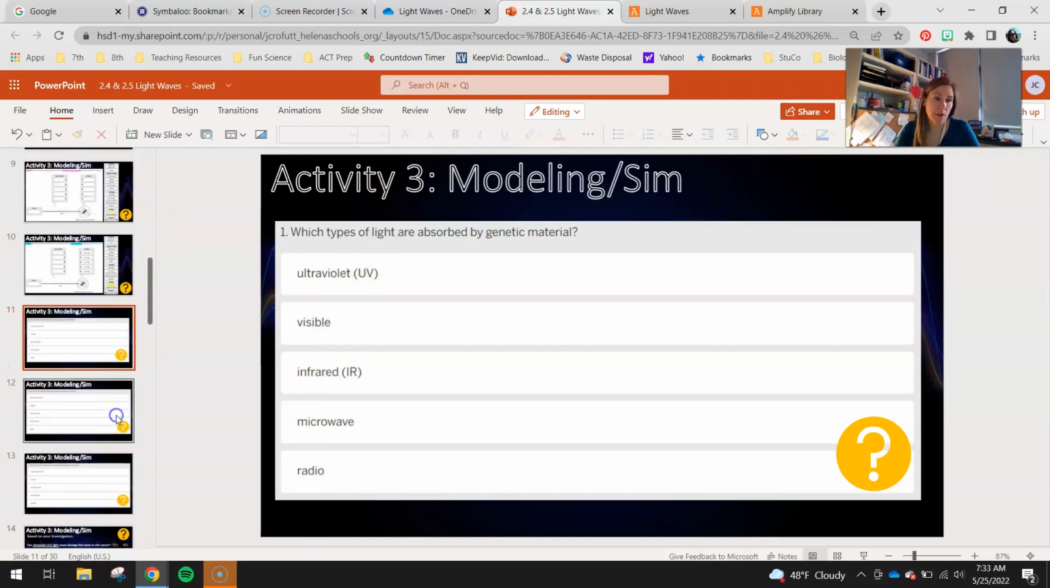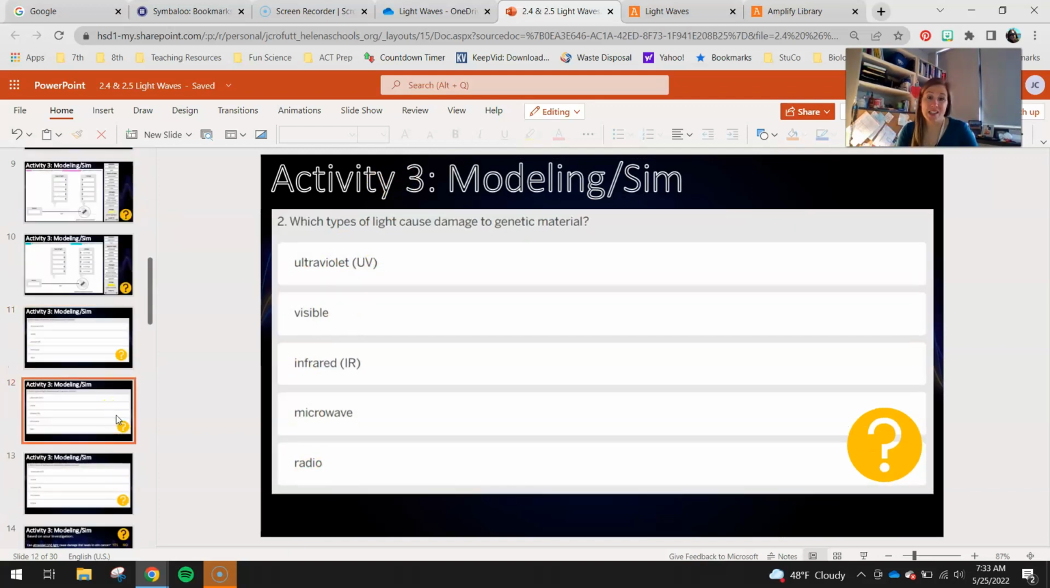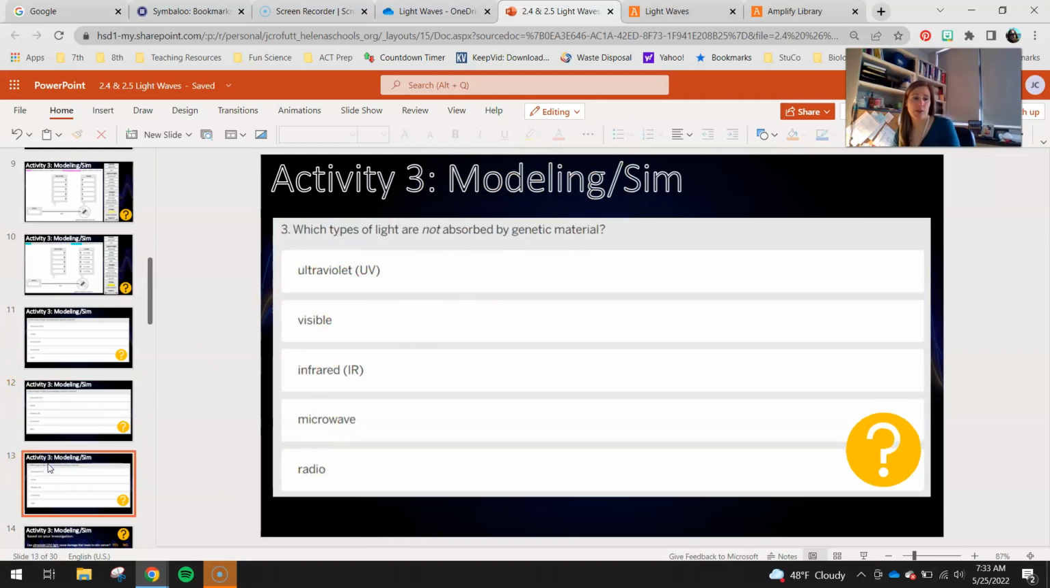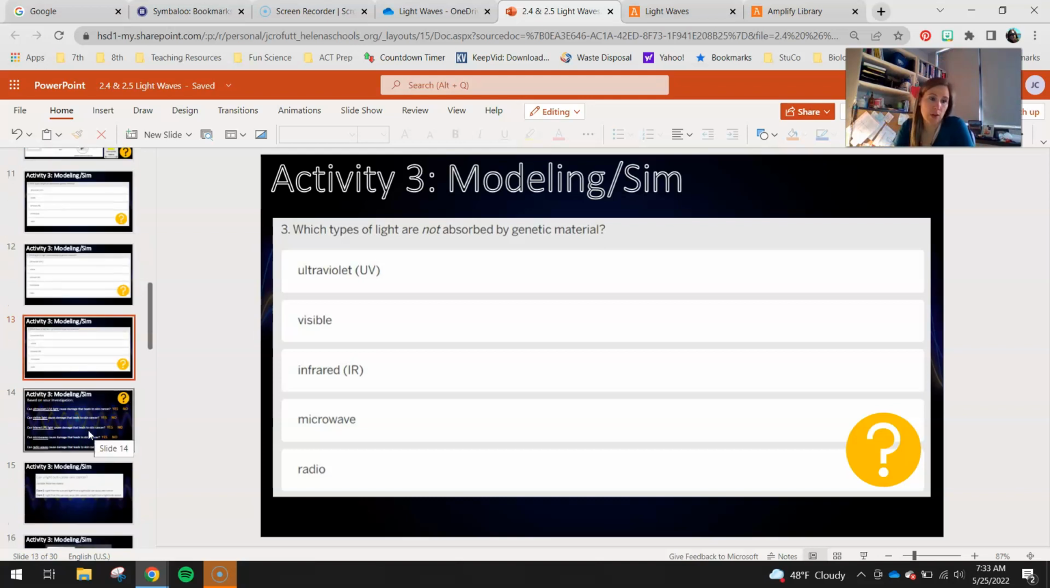Which types of light cause damage to genetic materials? Again, if gamma rays were one of your 5 options that hit the Earth here, I would circle gamma rays on that one. But of those 5, which ones cause damage? So circle all that apply. And then which types of light are not absorbed? You might see them bounce off, or you might see them go all the way through. So circle all of those that don't get absorbed.